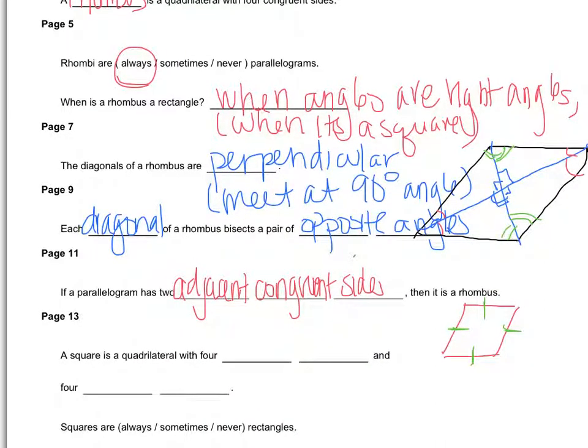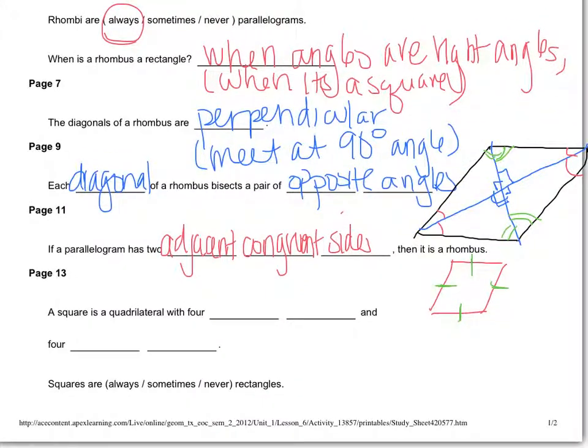Then it says a square is a quadrilateral with 4 right angles and 4 congruent sides.